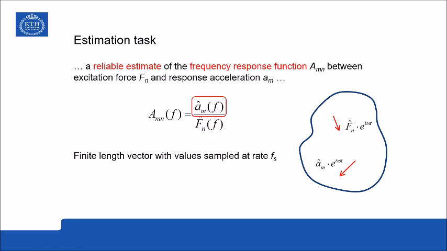Both these signals are represented as finite length vectors with sampled values, and the sampling rate is typically 48 kilohertz. So the point is that we have vectors with finite sampled values of the acceleration and the force. So how do we proceed then to process these signals in order to get as good an estimate of the frequency response function as possible?